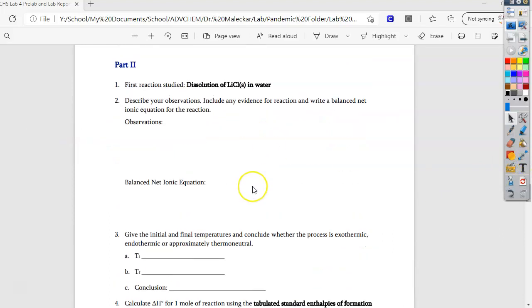So this right here, write down all your observations. What happened? Did the temperature increase? Did the solution temperature increase? Did your substance dissolve? Did your substance not dissolve? Did the temperature flatten out? All of those are things that you need to show.